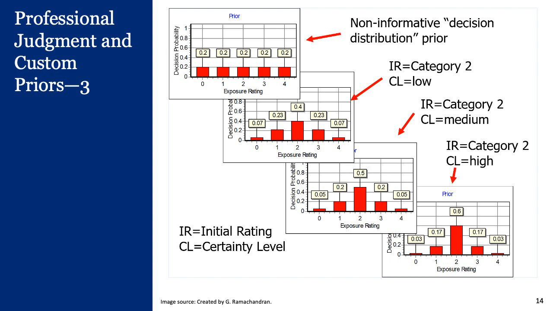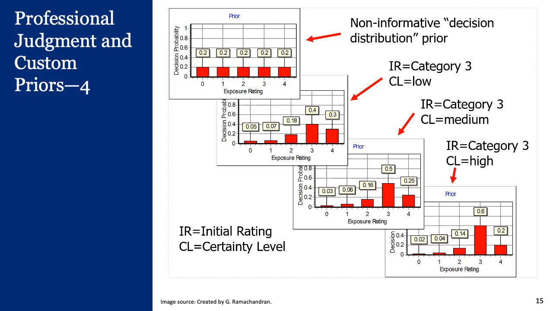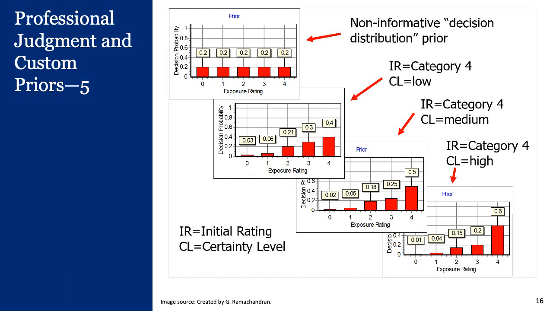As we discussed in a previous lecture, this is the mark of what we call an intelligent prior, meaning we should have a high enough probability in a given category, but not too high that it overcomes the decision by our small number of monitoring data. And this is the set of charts corresponding to category 3 for low, medium, and high certainty levels. And then category 4 for low, medium, and high certainty levels.